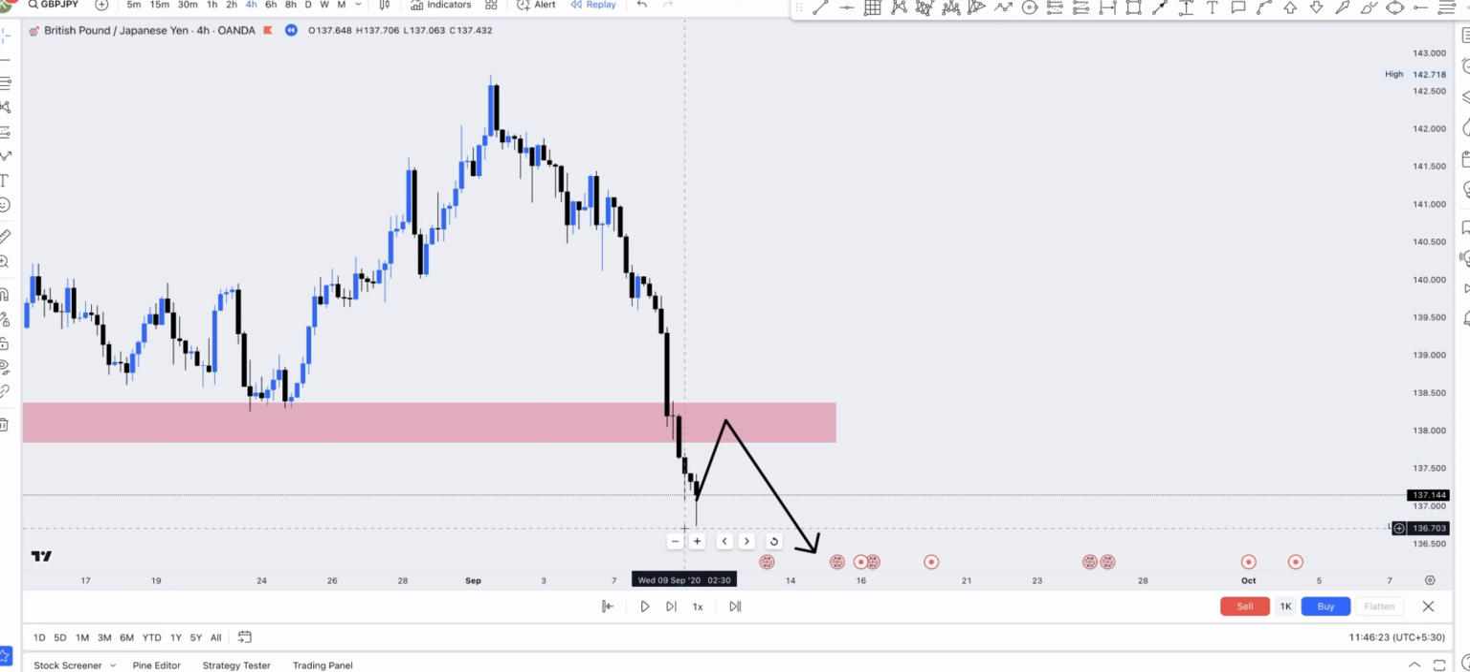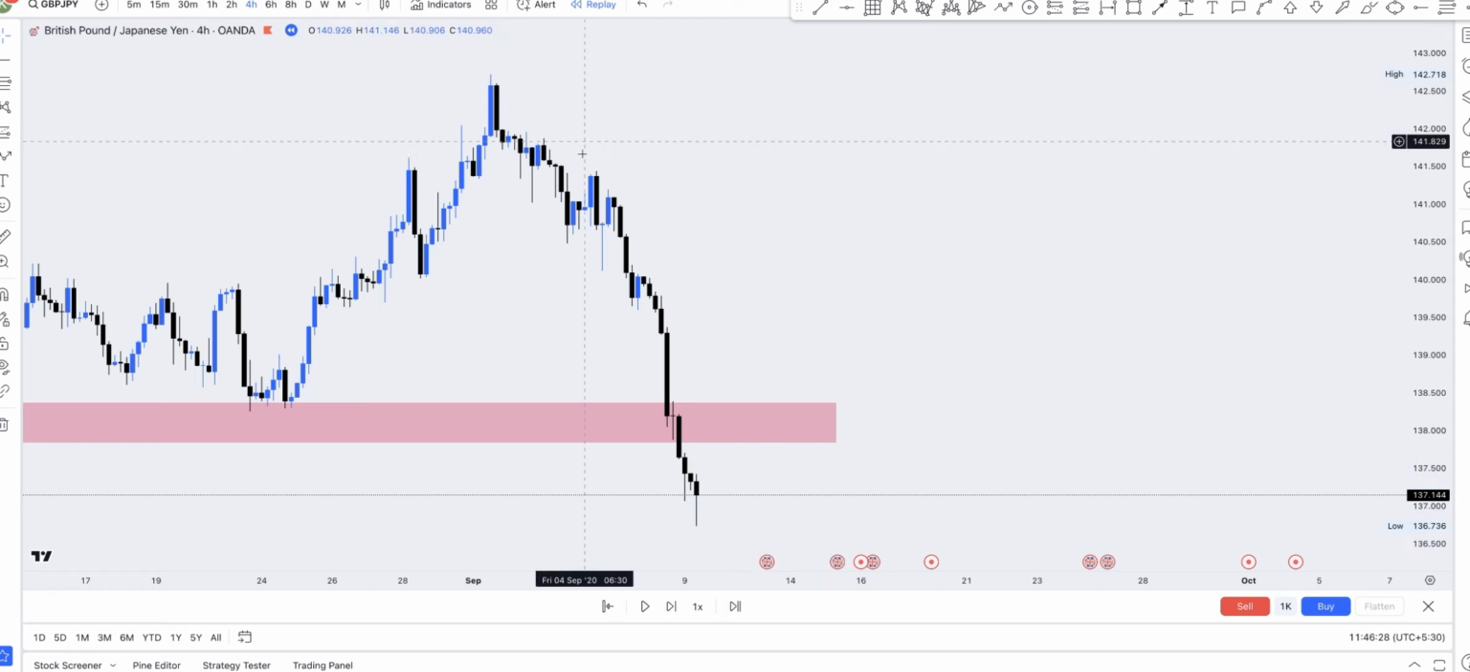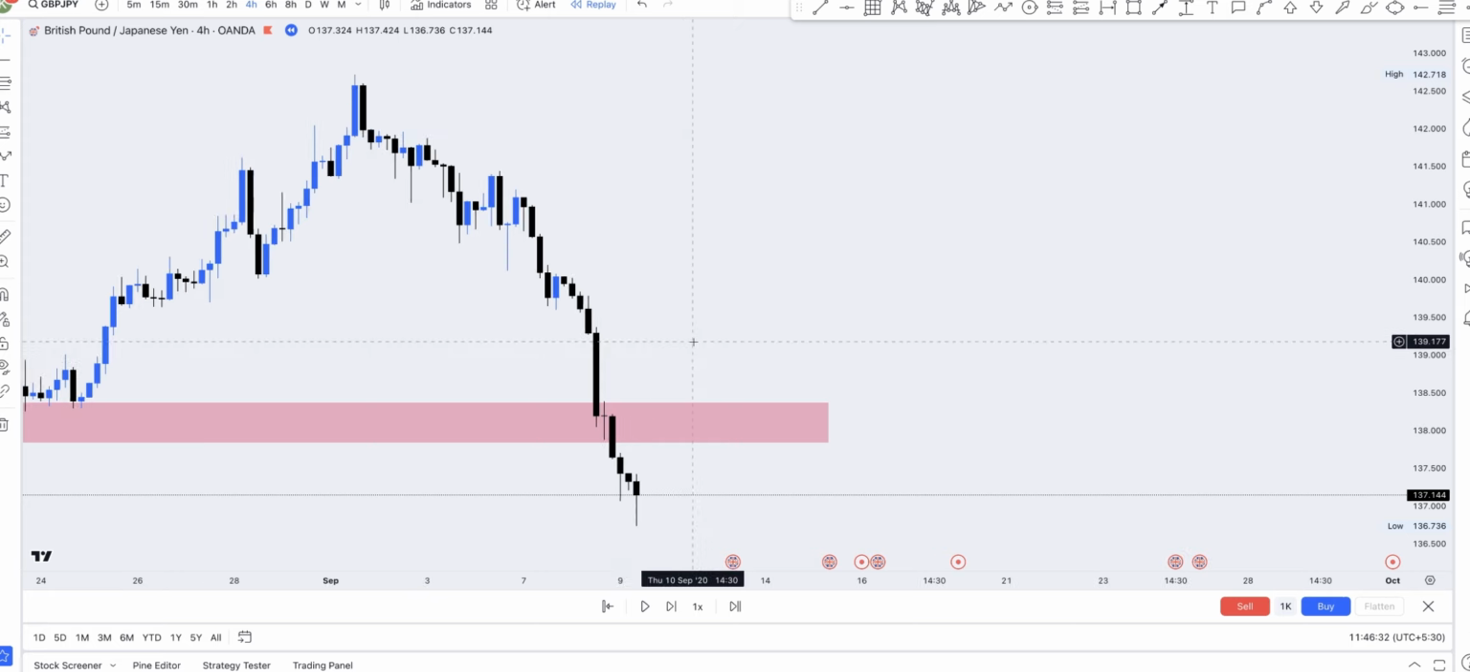So we have this continuation, exhaustion and continuation, and even here you can see that immediately price broke out, we started seeing some kind of rejection, some kind of momentum loss.